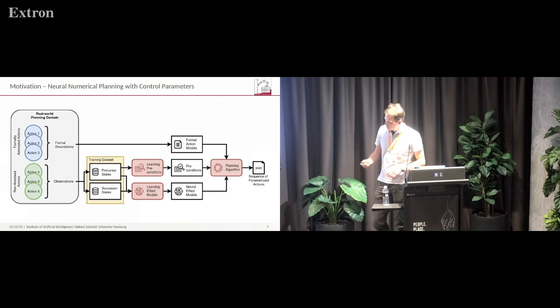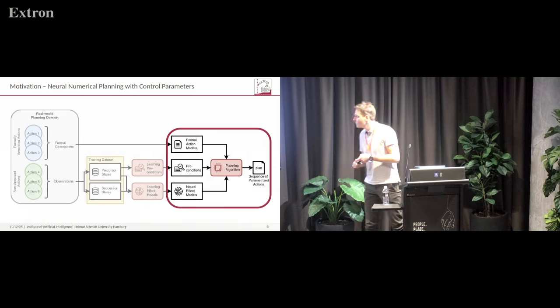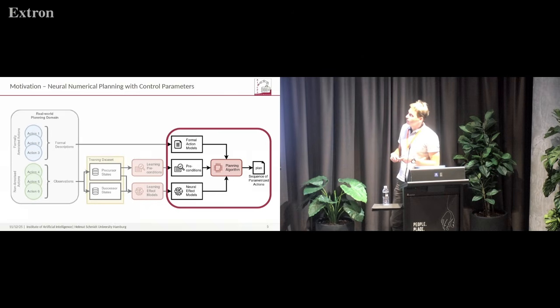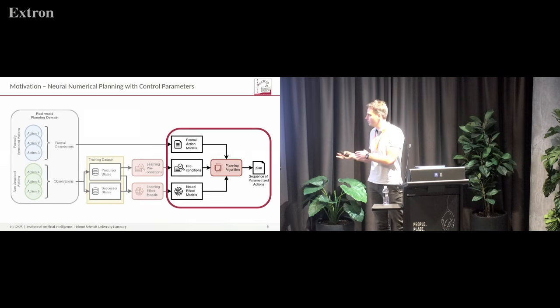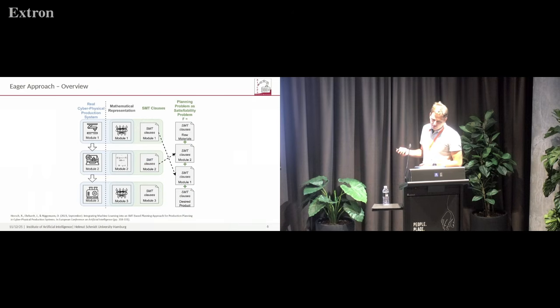And in the end, we need a planner that is capable of handling all of those together. So we need a planner that is capable of handling formal action models, including control parameters, in a domain where we have discrete and numerical state variables. And we also need a planner that is at the same time able to handle machine learning models and to integrate them. Two years ago, we came up with an eager solution for this.